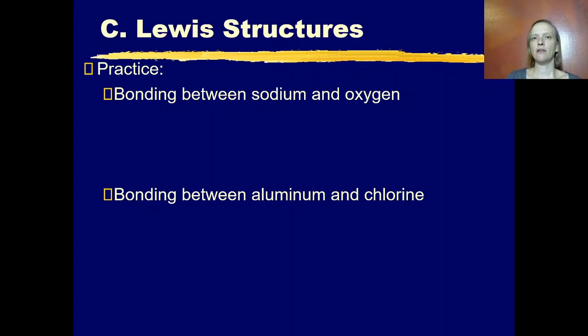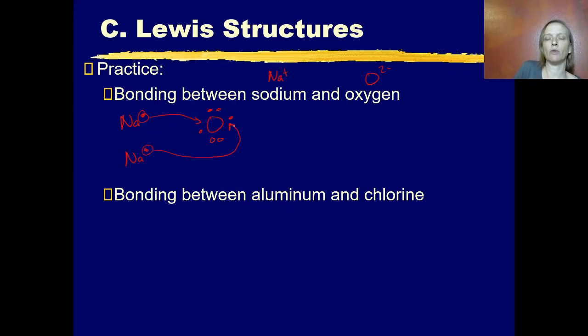Try these 2 for yourself. You can pause the video and then resume it. Sodium has a charge of +1. Oxygen has a charge of -2. So for this example, I'm going to need 2 sodiums for 1 oxygen, because my 1 oxygen needs 2 electrons to have a full valence shell, and that needs to come from 2 separate sodium ions, because each sodium atom only has 1 electron to donate.